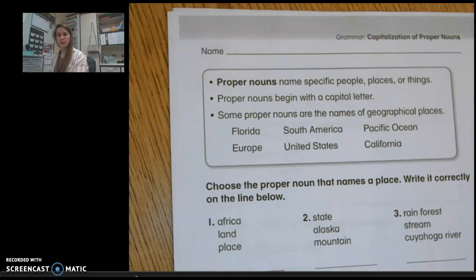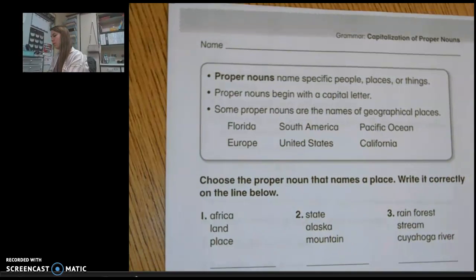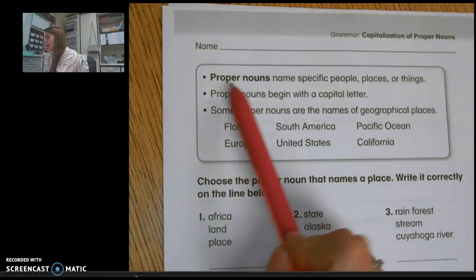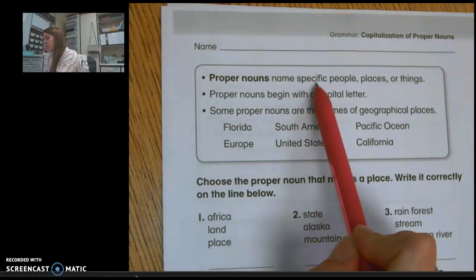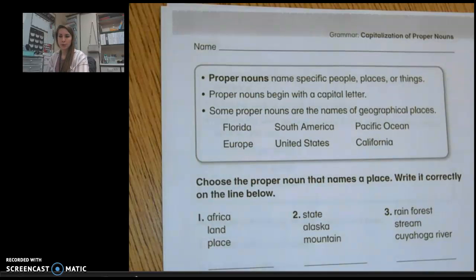As you flip to the back side, we are talking about proper nouns. We've all heard of these. Proper nouns name specific people, places, or things. So just like a noun is a person, place, or thing, I could say student, that's a noun. Desk, that's a noun. The lake, that's a noun. But they are not specific. I could be talking about any student or any lake.